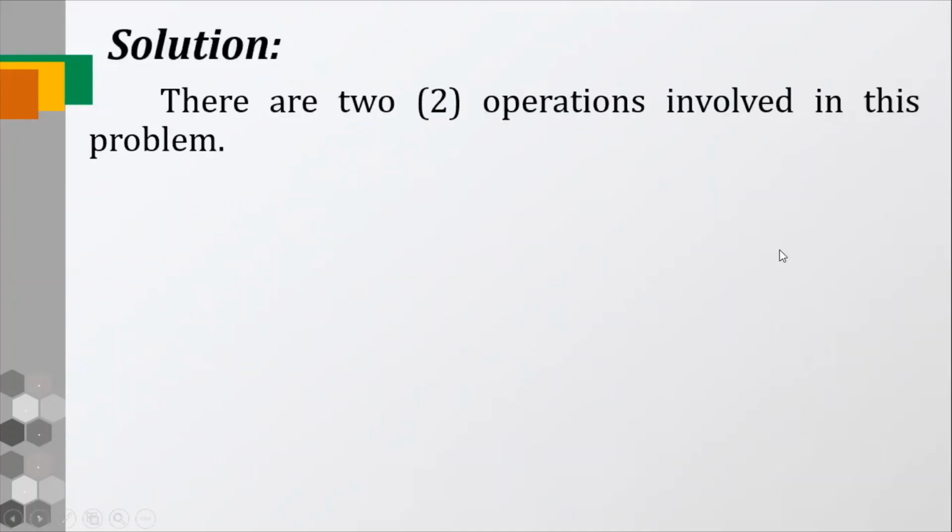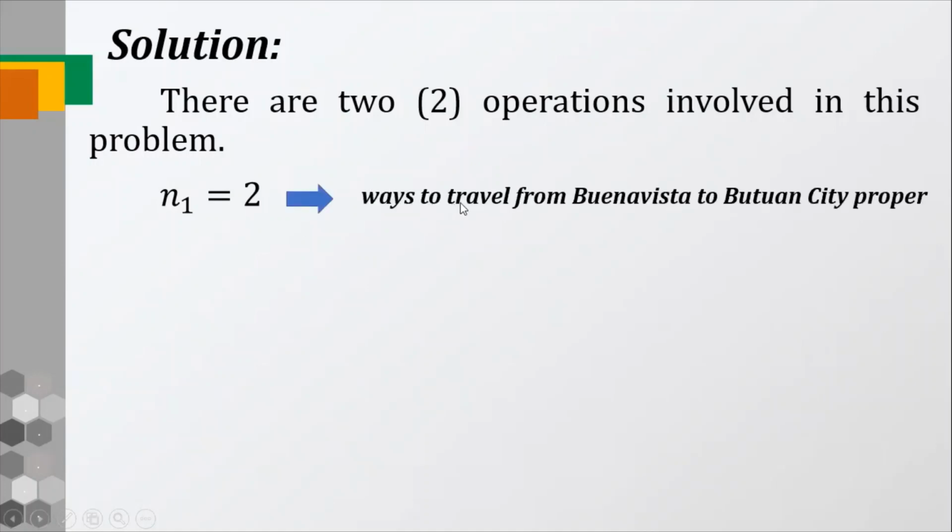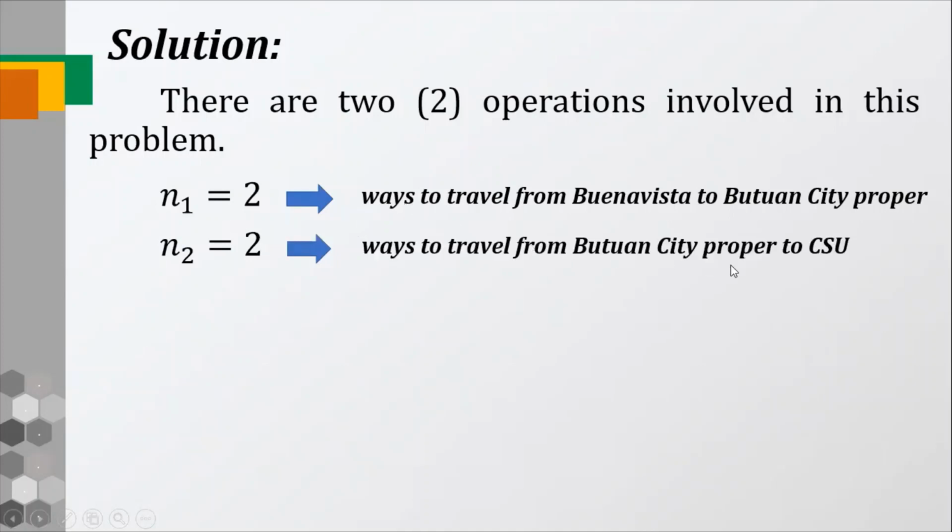We can use FPC for this problem. There are two operations involved. We have n sub 1, which is equal to 2. This represents the ways to travel from Benavista to Butuan city proper, so you are going to ride a bus or a jeepney. n sub 2 are the ways to travel from Butuan city proper to CSU. There are two because you can either ride a jeepney or a motorcycle from Butuan city proper to CSU.